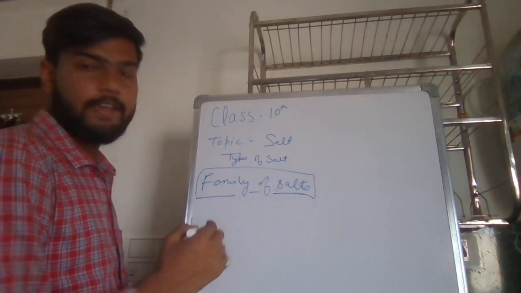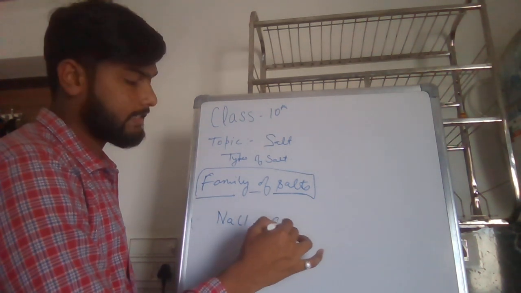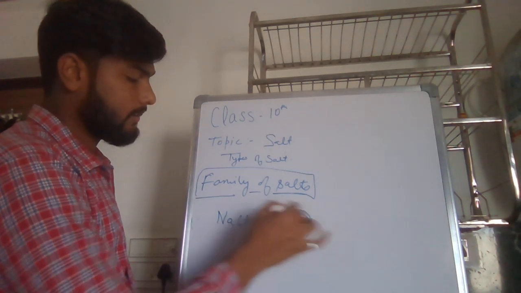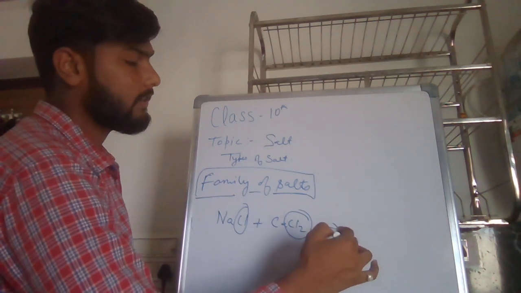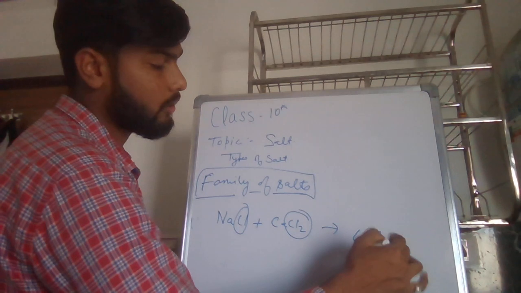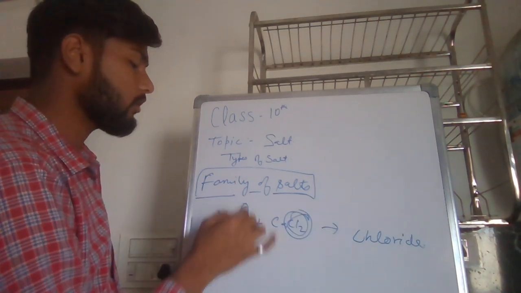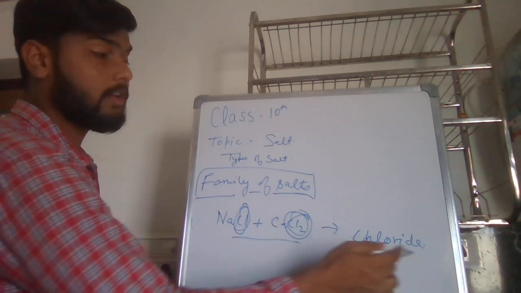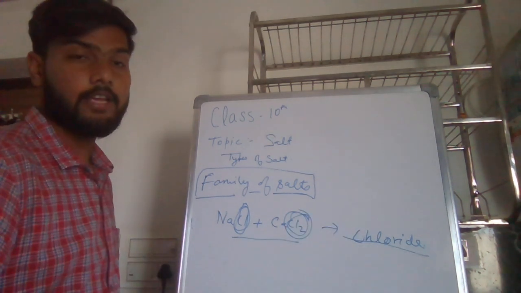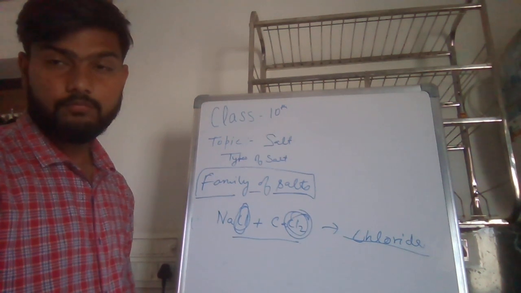Here we can see NaCl and CaCl2. Both belong to the chloride family, because in both we have chloride. So these are the examples of family of salt.